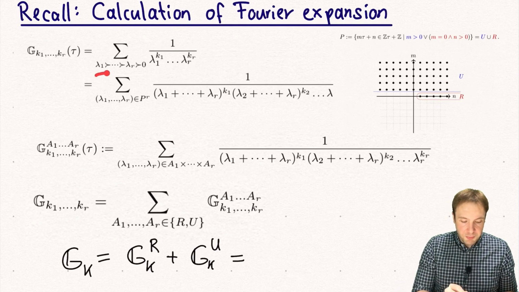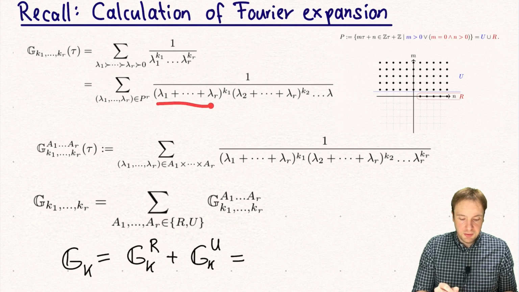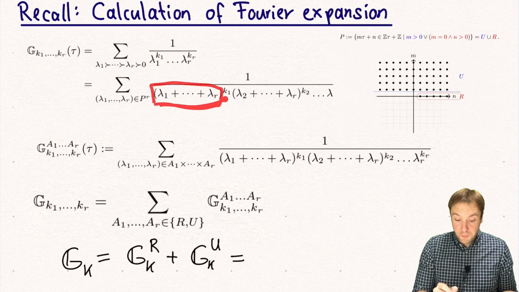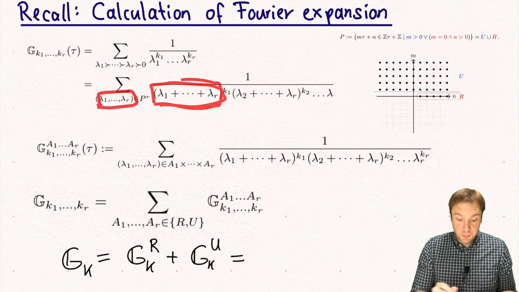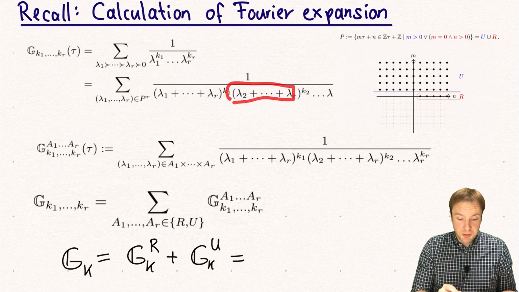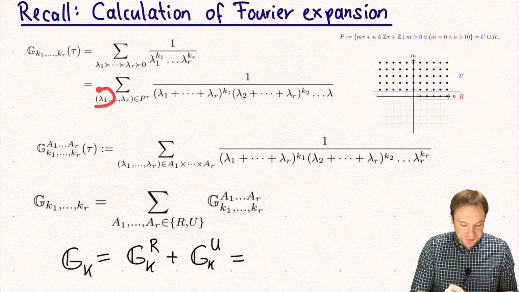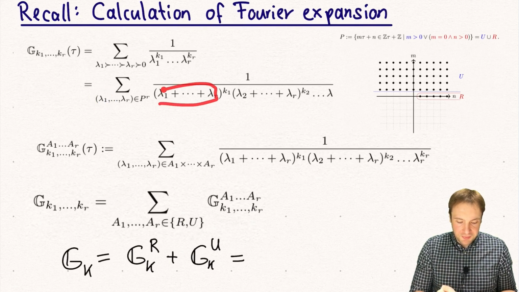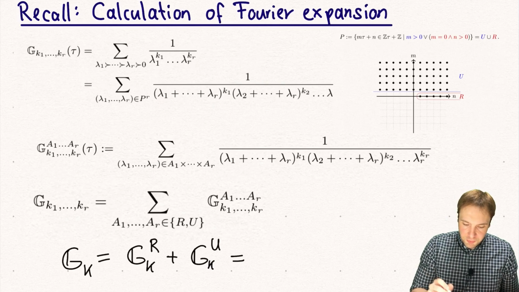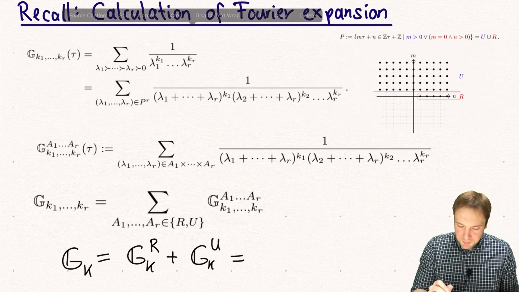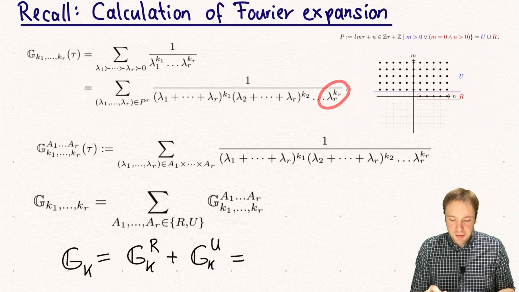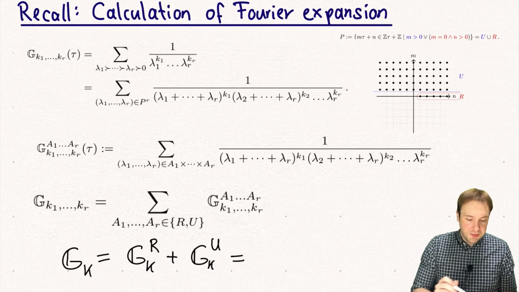And then instead of summing over ordered lattice points, we could sum here, replacing this lambda 1 by the sum of all of the elements in this tuple. And then this lambda 2 we can replace by the sum of all of them without lambda 1. And then clearly this one here is greater than this one. And the last one here you cannot see because it's in the background. The last one here is just lambda r to the kr. So this is clearly the same.